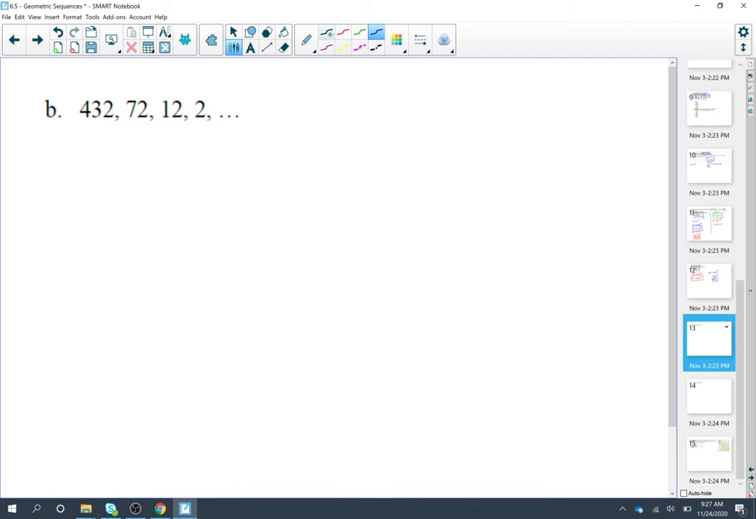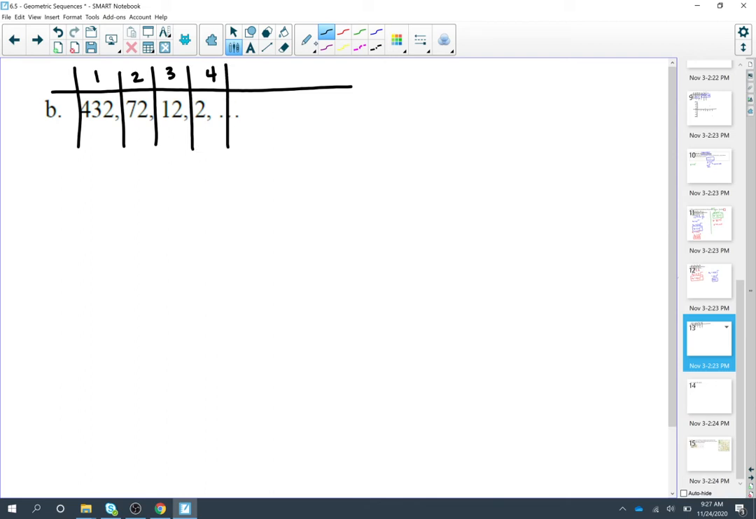Letter B, I'm going to start the same way by kind of making my table. And then we've got a sub n equals a sub 1 times r to the n minus 1. How do we get from 432 to 72? I think this is multiplied by 1/6. 72 to 12 multiplied by 1/6. 12 to 2 multiplied by 1/6.